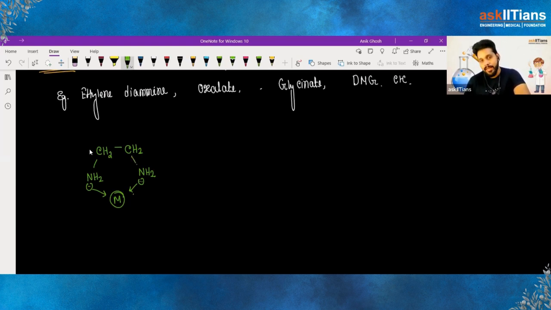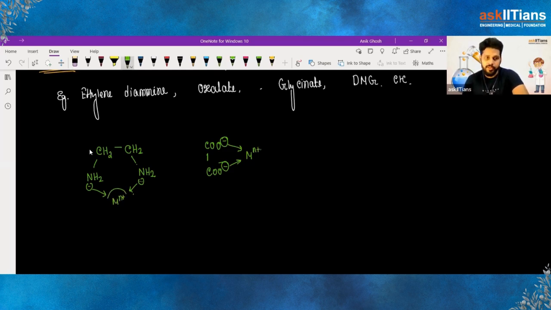Now let's come to oxalate. Guys, this molecule is oxalic acid. COOH, COOH. This is oxalic acid. Now, oxalate, that means, guys, like I taught you, it has to be a negatively charged system. You can see that it also has two sides to connect with the metal.